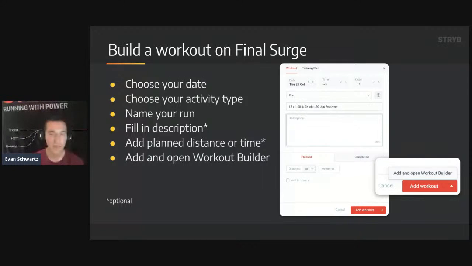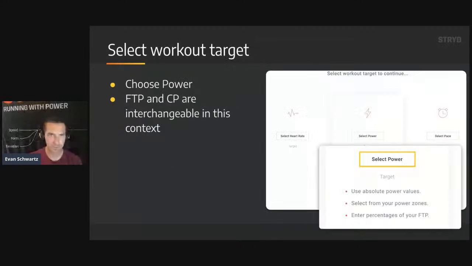And then the last step is to go down to the bottom right corner, look at the little arrow and press that, and then press add and open workout builder. When we're actually on the screen to get to the workout builder, we have a couple options. We can select the heart rate, we can select the pace, but the thing we're going to be talking about, as you could probably guess, is selecting power.